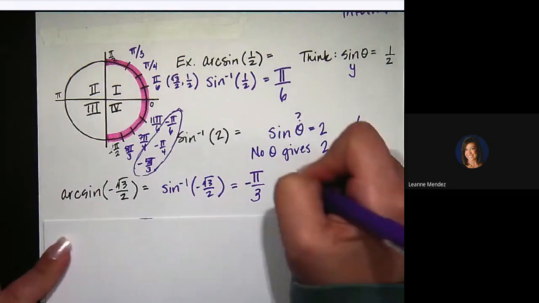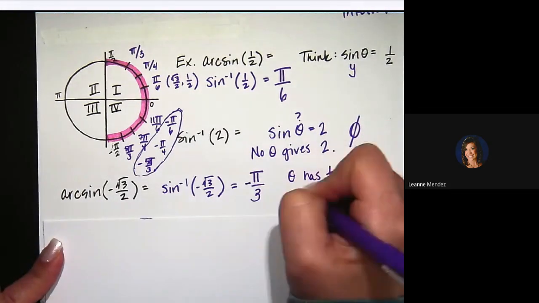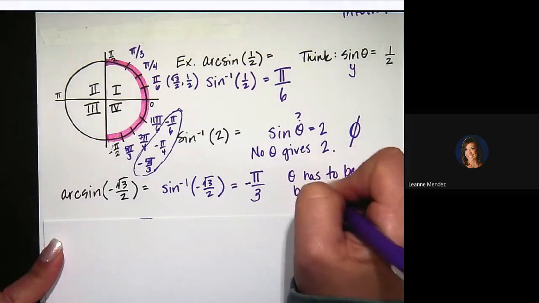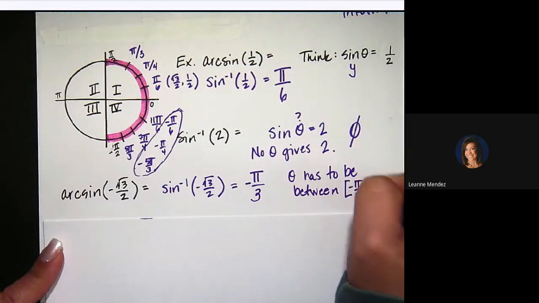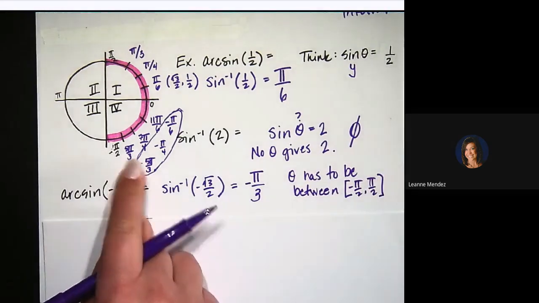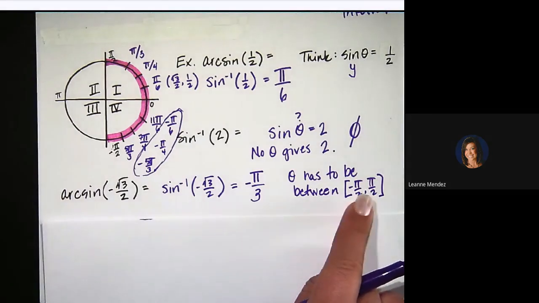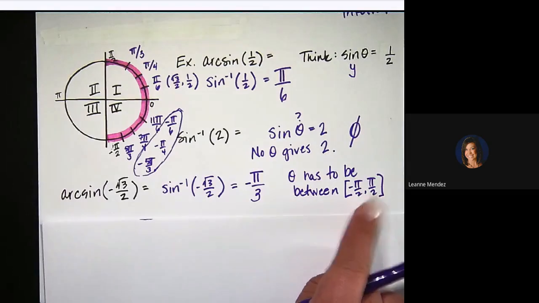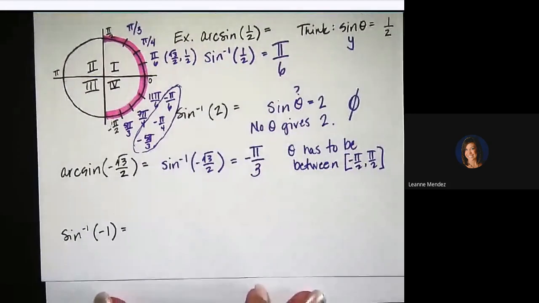I'll write this: the angle has to be between -π/2 and π/2. So although 5π/3 is coterminal with that, the answer needs to be expressed in terms of the principal interval. So I only want to put values that are in between these numbers. Okay? One more for sine, and then we'll move on to tangent.